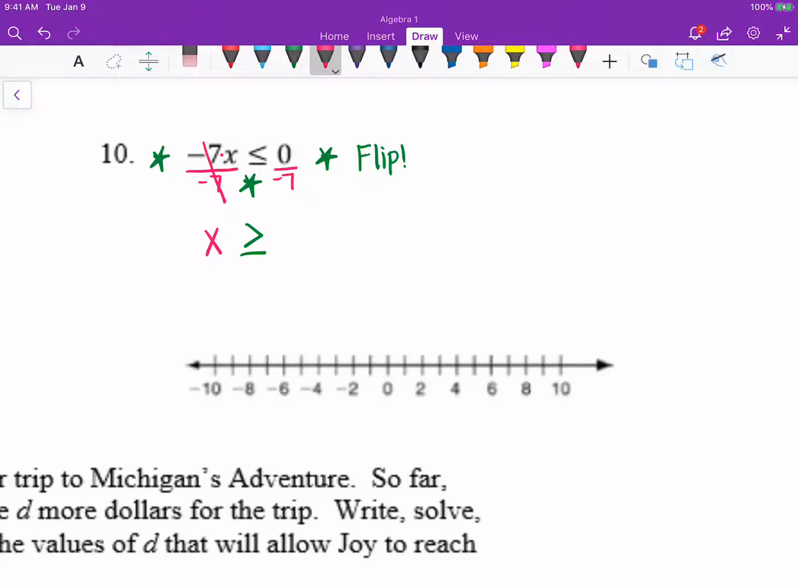I flipped my sign. 0 divided by -7. 0 divided by anything is just 0. And again, that's one that kids will be like, well, is it a no solution or infinitely many solutions? But if you actually type 0 divided by -7 in, it's just 0. And 0 is a number, and we can graph 0. All right, so closed circle at the number 0. And then you can see that the symbol, because we flipped it, is now facing to the right. So I'm going to shade to the right of that circle on my number line.